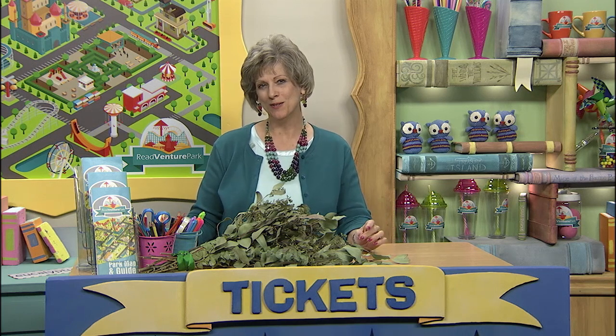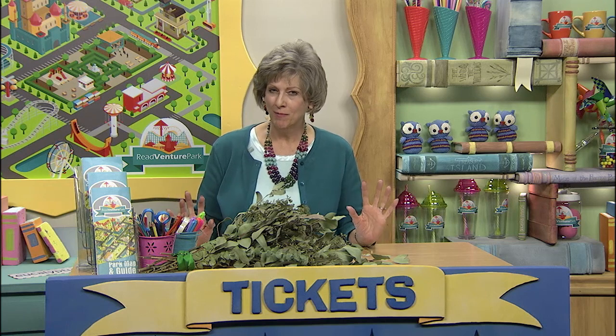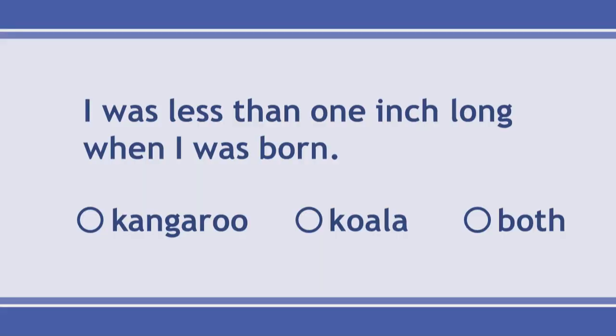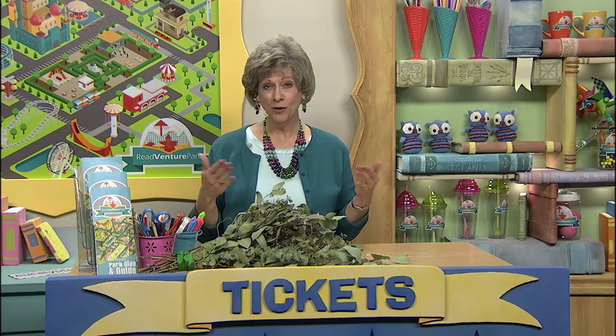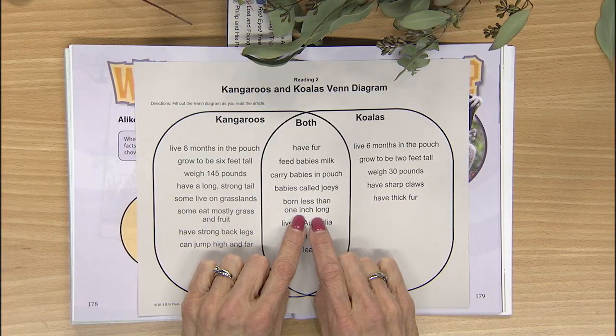We learned so much about marsupials over the past two lessons. We talked about all the facts that you need to know for this page, but it might help if you use your Venn diagram to help you complete page 83. So let's try one together. I was less than 1 inch long when I was born. Was it a kangaroo or a koala or both? It was both. You can actually see that right on your Venn diagram. Look in the center. Born less than 1 inch.